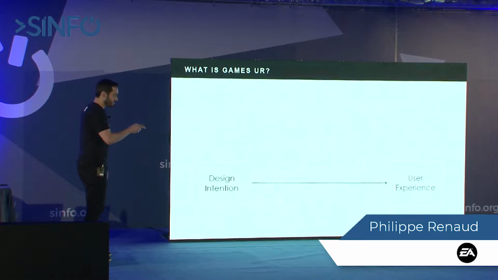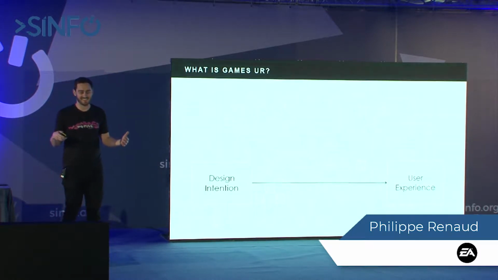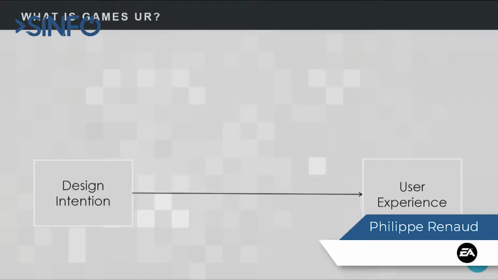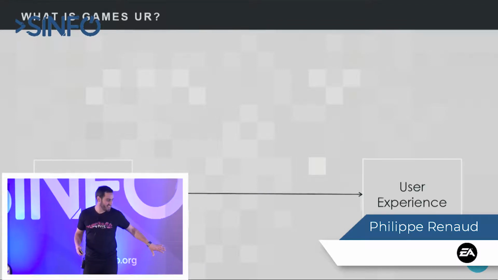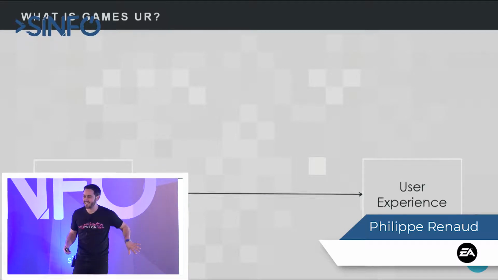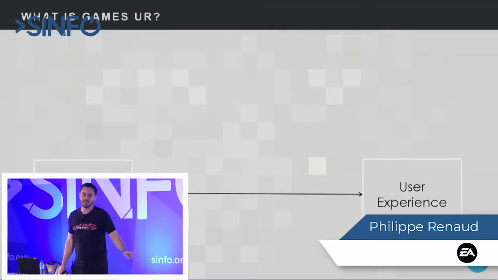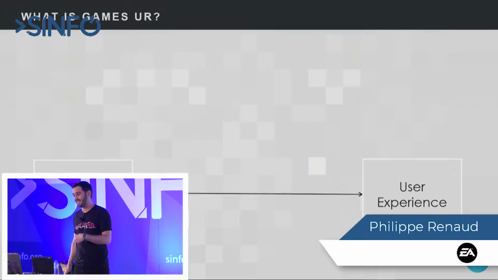And then at the other spectrum, there's the user experience, which is the receiving end. This is what the player actually lives, what the player will experience. And 100% of the time, the design intention's objective is that it translates into an enjoyable, pleasant user experience. But the player doesn't see the design intention. They don't know about that. All they see is what they play and how they feel, what they perceive.